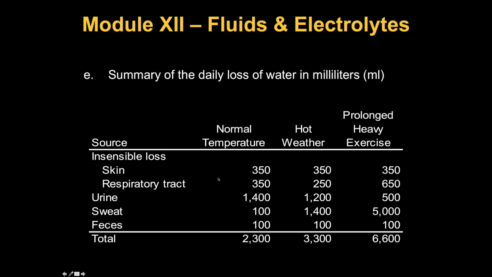So here is a table of the summary of losses in milliliters, and this is just interesting to look at, so I would go ahead and take a look at it at your own leisure. I think it's pretty self-explanatory. You've got your insensible losses here, skin and respiratory tract, and then the urine, sweat, and feces, and how much we would lose, and it breaks the conditions down into normal, hot weather, and then prolonged heavy exercise. So we can lose a pretty significant amount, as you can see, with prolonged heavy exercise. About 6.6 liters of fluid. Pretty large amount.